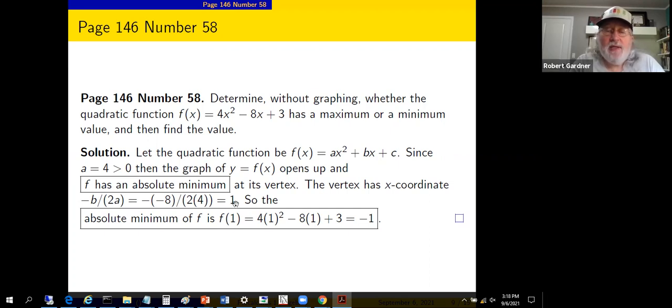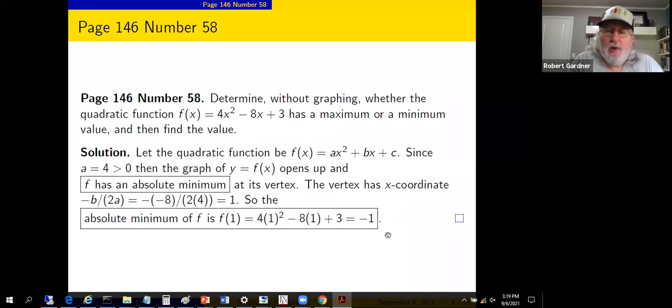So we'll plug 1 into the function. That'll give us 4(1) squared minus 8 times 1 plus 3, which must simplify to negative 1. And so we knew it had an absolute minimum, and now we know that absolute minimum is negative 1. When we dealt with extrema in the past, we looked at 2 things. What is the extrema and where is the extrema? Well, the where, it occurs at x equals 1. The what is the minimum? The minimum is negative 1.